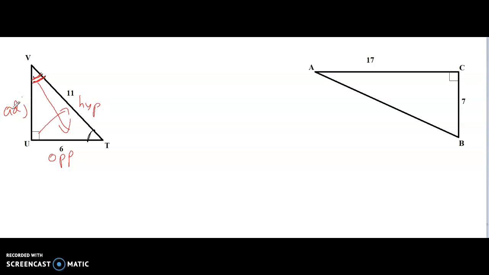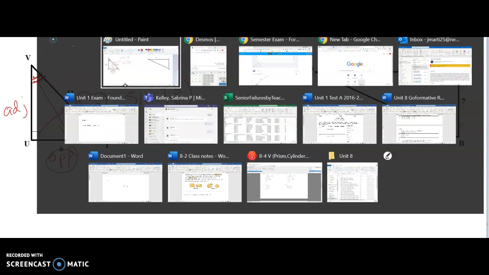Hypotenuse never changes, but the opposite and adjacent will switch sides here. So if I'm looking at V now, I know my opposite and I know my hypotenuse, which means I know the sine. Sine V equals 6 over 11. As before, to rewrite this as an inverse function, I would use my inverse sine of 6 over 11. I forgot to write V equals. Sorry about that. So V equals inverse sine of 6 over 11.